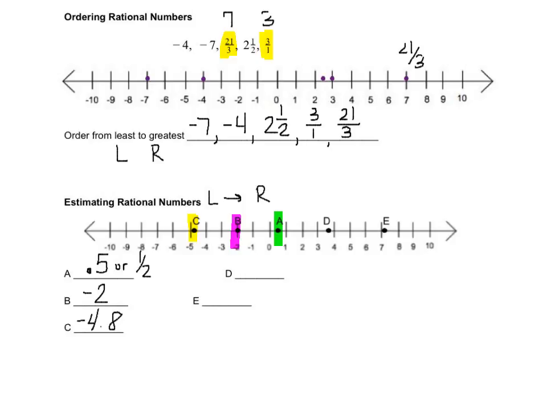Let's move on to D, right here. Why don't you put an estimation down before I do? When I look at the point D, I see that it is not quite to the 4, but it looks to be a little bit further away from 3, so putting it closer to 4.